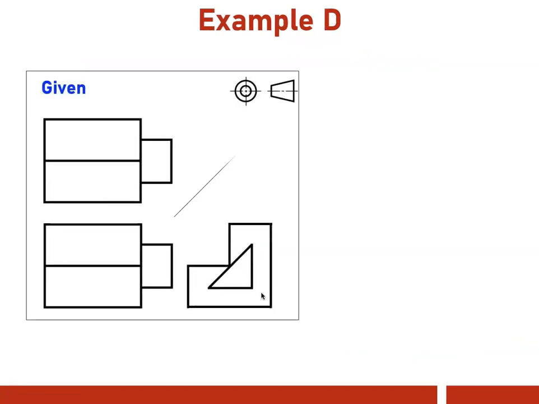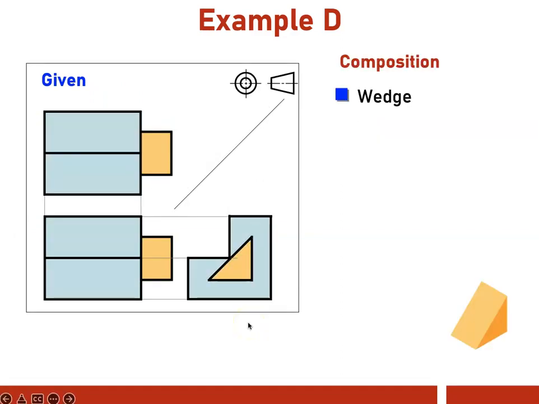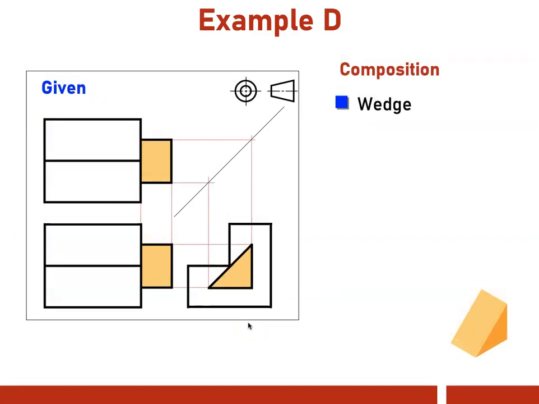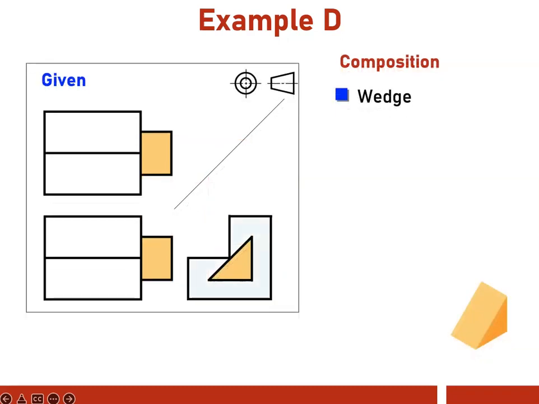Example D. So again, given the third angle view, you have three views over here, the front, the top and the right side. Just by looking at it, can you guess what it is? So we have something that looks very similar here. Not very similar, it is actually similar. So here we have this rectangular block from the front and the top. But if we look at the right side view, we can see that it is actually a rectangular block.